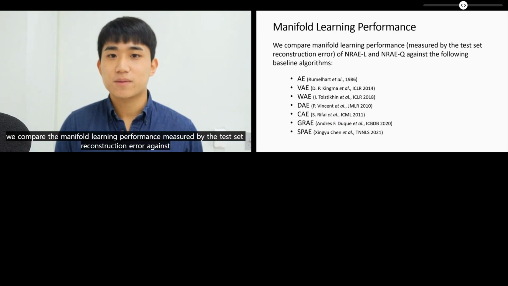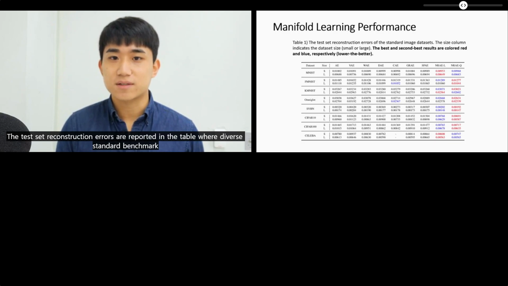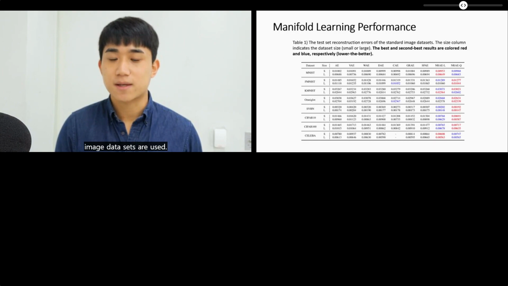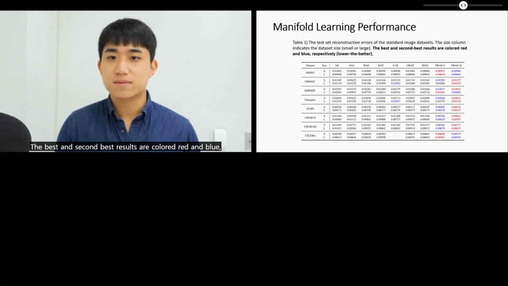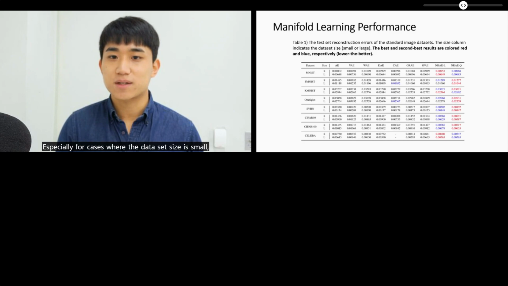Finally, we compare the manifold learning performance measured by the test set reconstruction error against the following baseline algorithms. The test set reconstruction errors are reported in the table, where diverse standard benchmark image data sets are used. The best and second best results are colored red and blue, respectively. These results show that NRAEs outperform baseline algorithms in nearly all of our test cases. Especially for cases where the dataset size is small, the NRAE outperforms the baseline algorithms by a significant margin.